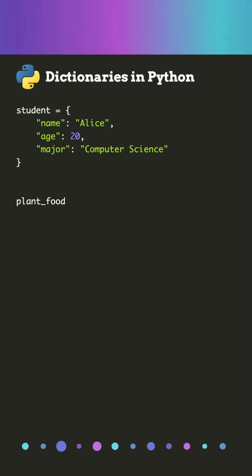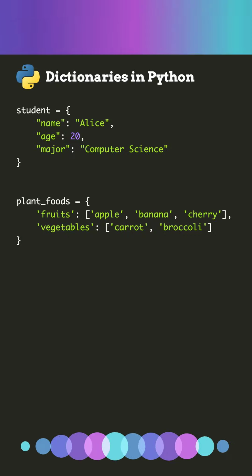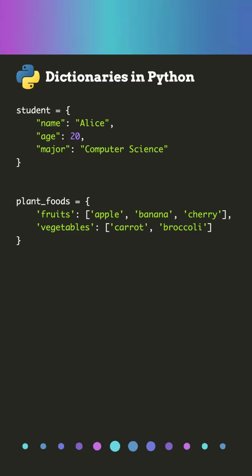Dictionaries in Python. Python dictionaries are highly efficient for storing and retrieving data. Dictionaries are key value mappings. You give it a key and it gives you back a corresponding value. This mapping from keys to values makes dictionaries an invaluable tool to organize and manipulate complex data.